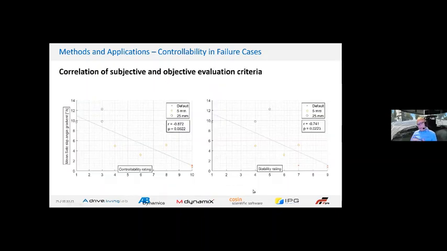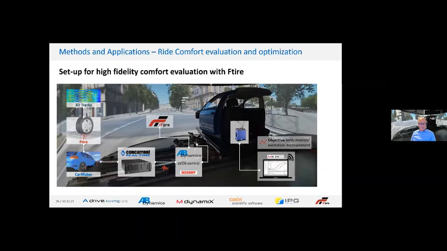And we also found certain correlations, for example, for controllability rating and side slip gradient. So side slip gradient is one of the keys, but we have found many other interesting values, and this also leads to the chance to do some pre-simulation, for example, in CarMaker, to identify whether an error can lead to a certain uncontrollable situation.